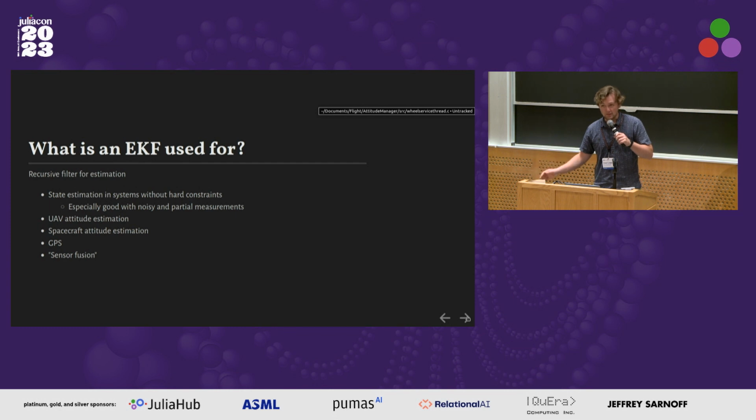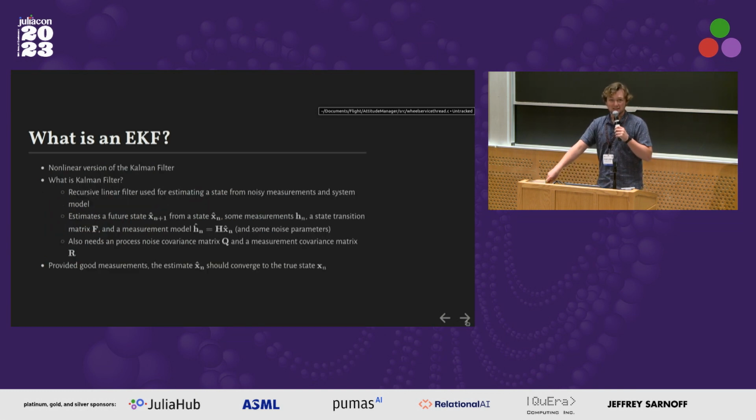You can use these EKFs for a number of things. One is state estimation just in general. It doesn't really work on problems with hard constraints, but in general, if you have something with a nice, smooth differential equation, you should be all set. It's used a lot in drones, so if you have a quadcopter or a little airplane, it definitely has an EKF in it. It's pretty standard for satellites, so you'll see them there. GPS chips use EKFs inside to figure out your position from pseudo ranges from the GPS constellation. And anytime you see sensor fusion, there's an EKF or similar thing there.